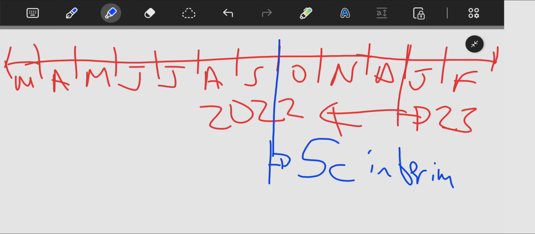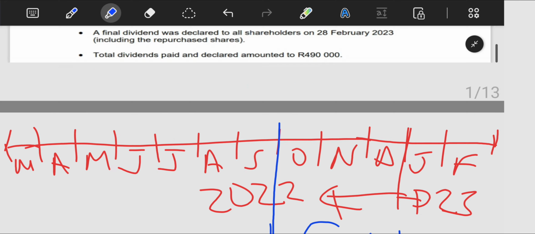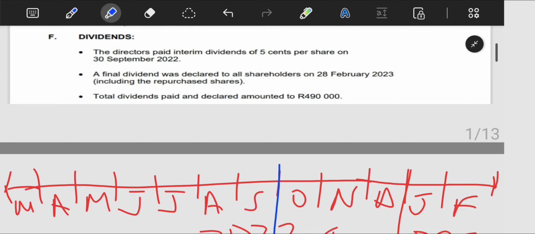Right. Where are we going to get another information? Remember, we need dividends per share. Right. And how do we get dividends per share? It's interim and what has been declared at the end of the year, either paid or not.